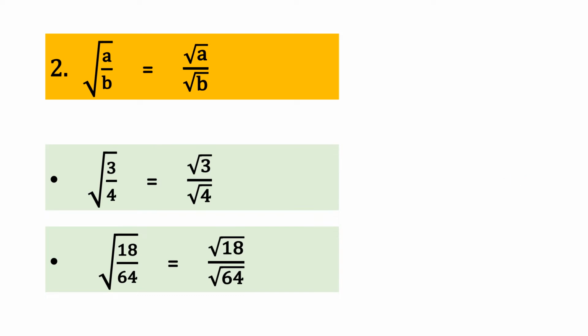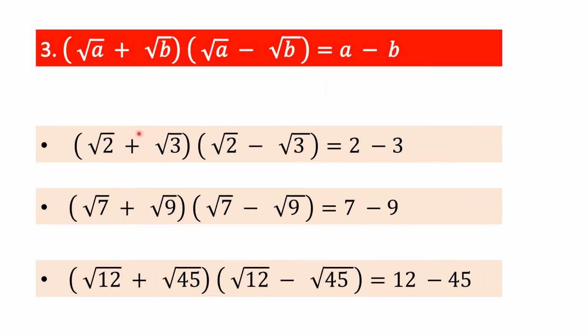Now the next one. The next rule is root A plus root B, root A minus root B. You can see that it's the same numbers, A and B, all of it has root A, root B, only the signs are different, plus and minus, right? And what is the common sign here? Multiplication, because both are in brackets and there's no sign in between, so it's multiplication. So A plus B into A minus B is what? What is the formula? A minus B.